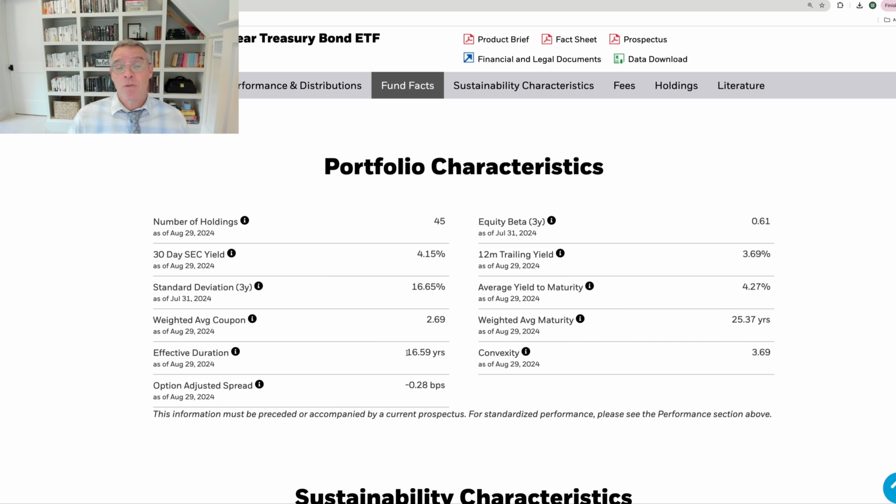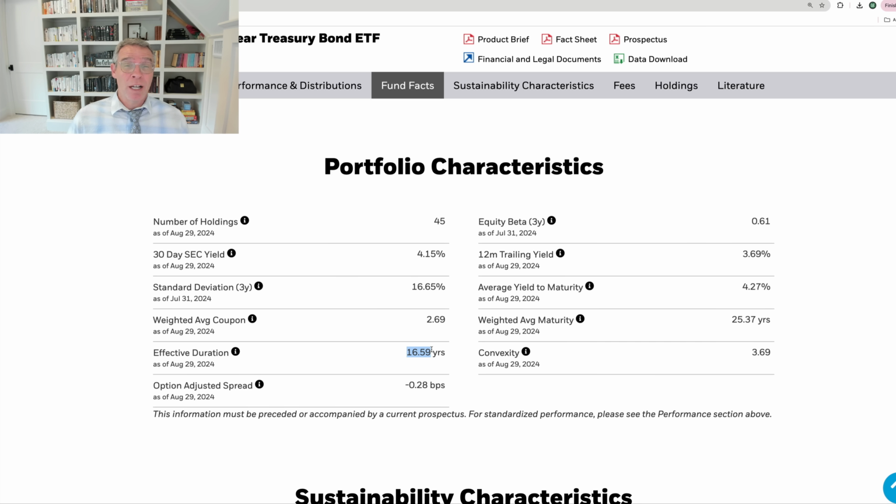The way that you can think about effective duration is pretty simple. Let's explain this. For every 1% change in prevailing interest rates, you can expect the number of years here times that 1% change in terms of what your bond price will change. So for instance, interest rates currently set by the Fed are 5.25 to 5.5%. Should that drop to 4.25 to 4.5%, you could expect to see a 16.59% increase in the price of TLT ETF.